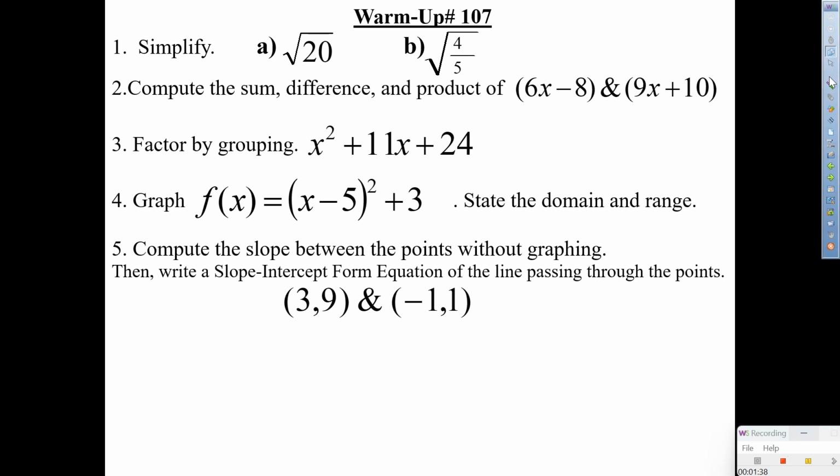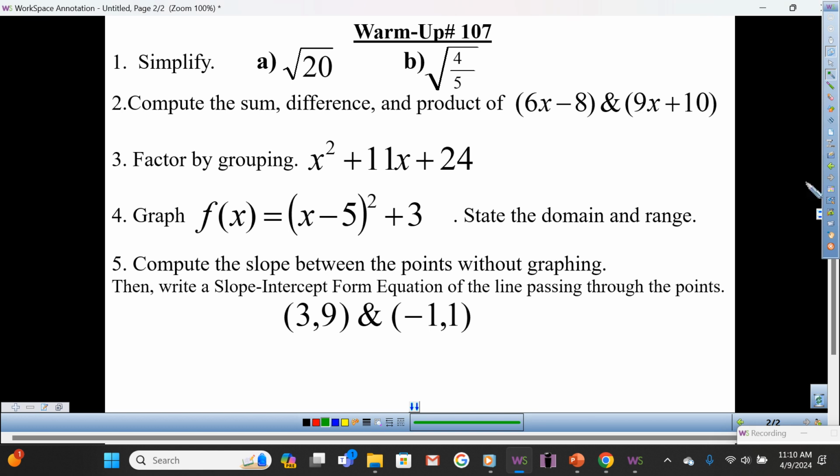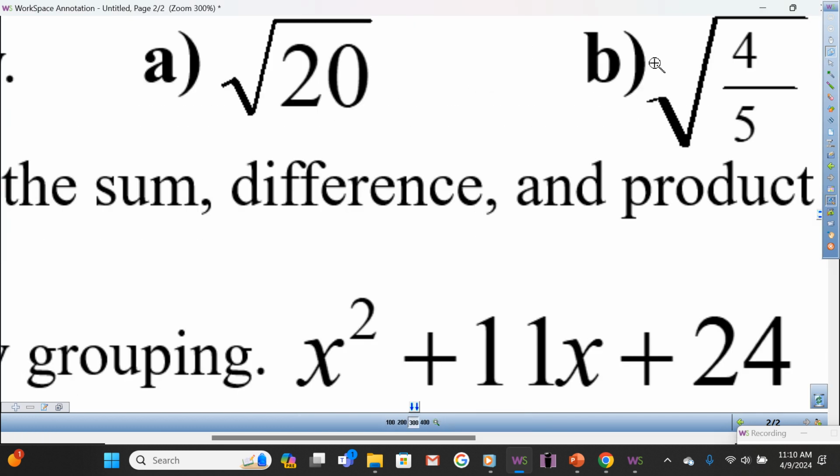Let's go over that warm-up, please. Get your notebook in front of you. Now that we switched our spots. Here we go. Look up to the screen. 1A. Tell your neighbor the two numbers that multiply to give us 20. What are the two factors that give us 20?